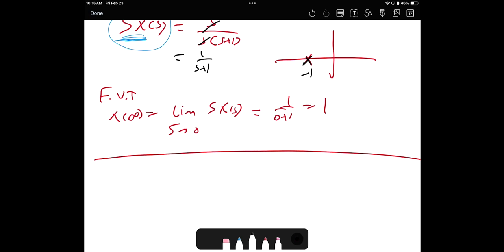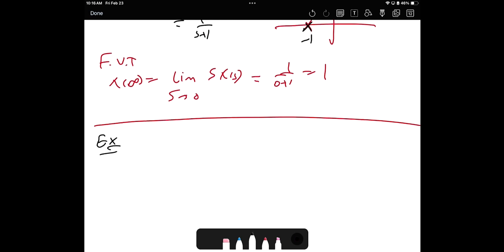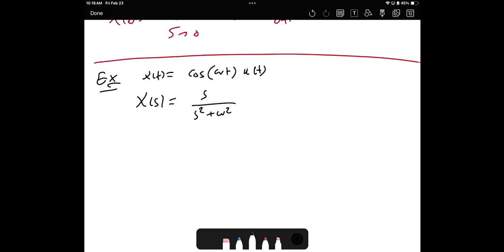Okay, let's do another example. Let's assume that we have x of t equal to cosine omega t times u of t. According to the Laplace transformation, X(s) will be s over s squared plus omega squared. Then if we need to find the poles for sX(s), it will be s squared over s squared plus omega squared. To find the poles, it will be s squared over (s plus j omega)(s minus j omega).